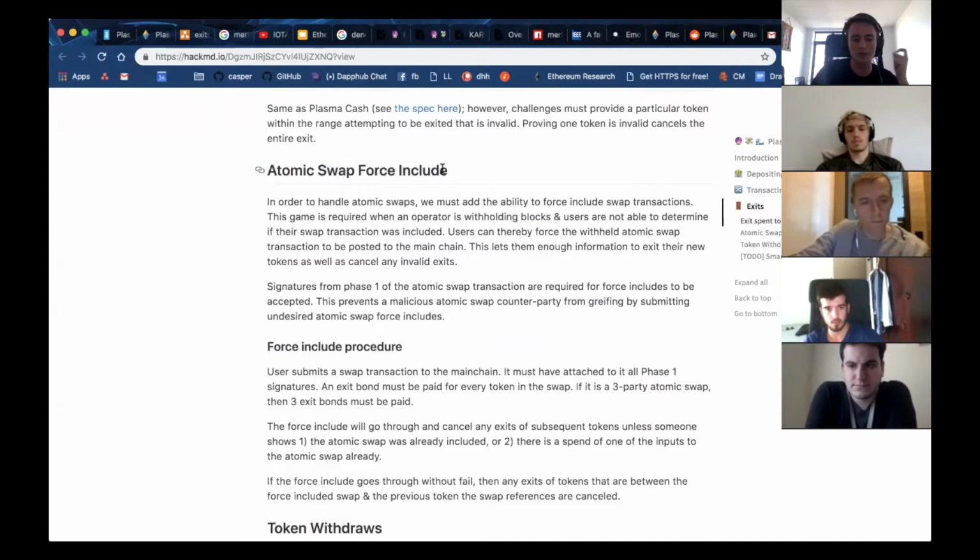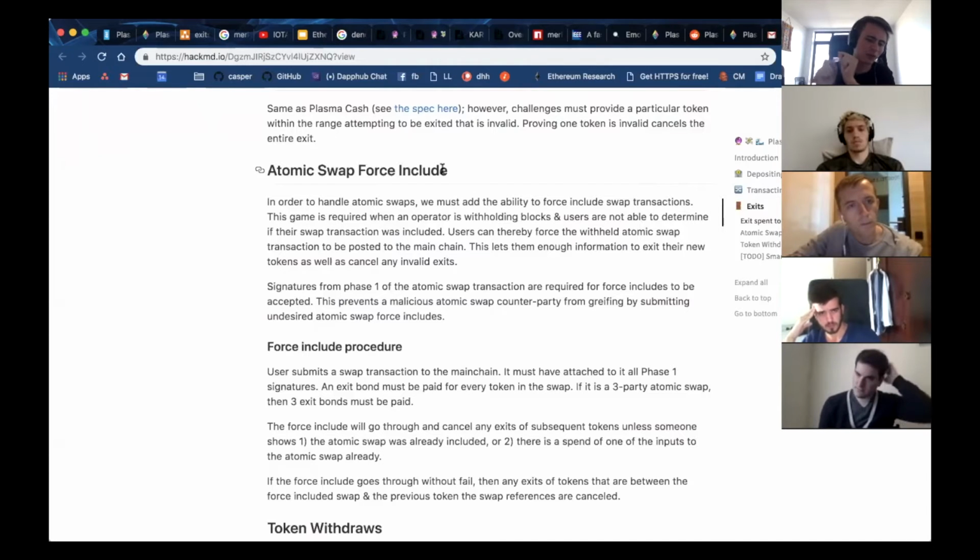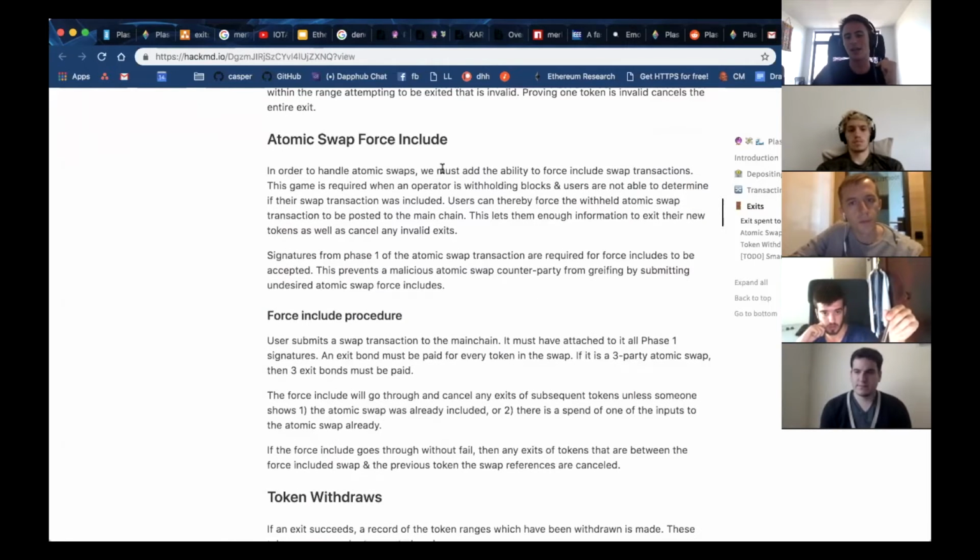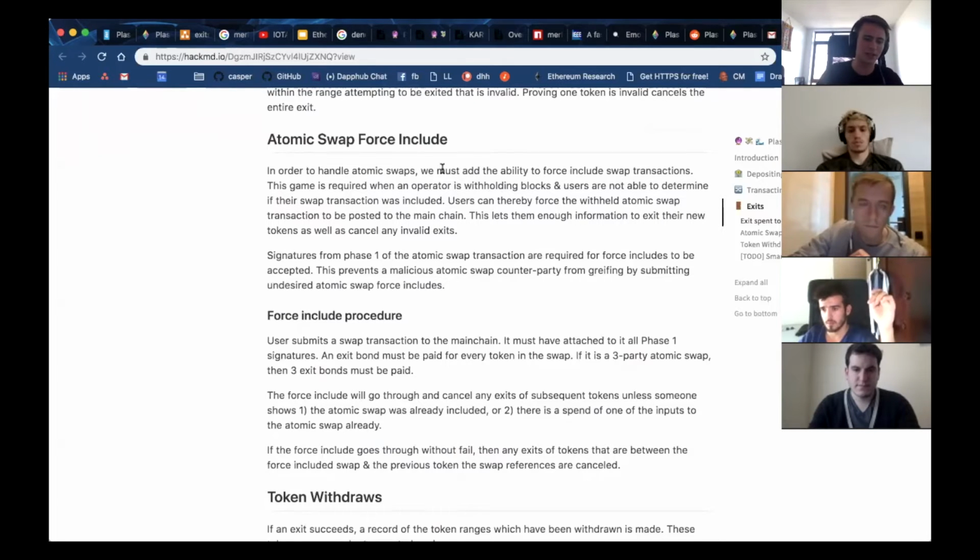This is, by the way, different from the force includes that we were doing previously in limbo exits, for instance, where the atomic swap force include is included at the moment that you send it. It's not the block immediately after your last transaction. Instead it's included in the ordering of the blocks that already exist. The reason this is useful is that it allows us to discover whether or not the atomic swap was included in the transaction history. And once we know that, we can then challenge normally, like we would in any Plasma Cash chain.